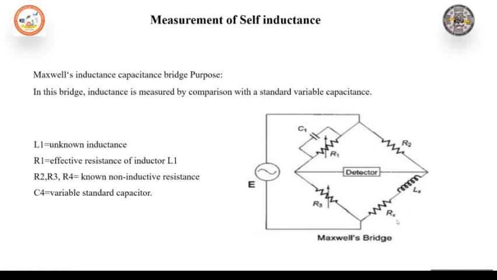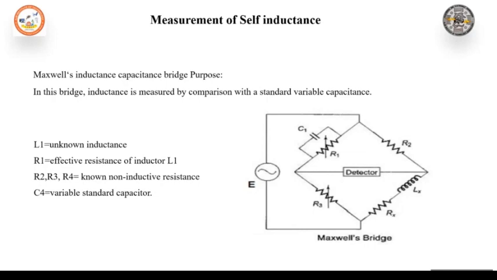Here, this diagram shows Maxwell's LC bridge, that is, inductance capacitance bridge. Using this bridge, we can measure inductance by comparing with a variable standard capacitor. The bridge circuit is shown here. One of the ratio arms consists of resistance and capacitance in parallel. Hence, it is very simple to write the bridge equations in the admittance form. You can see here what parameters are given.